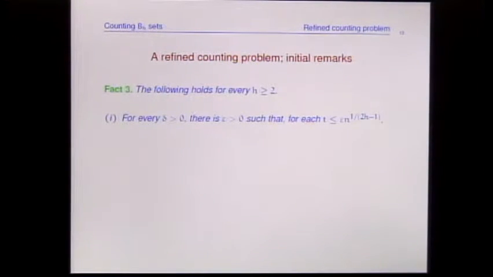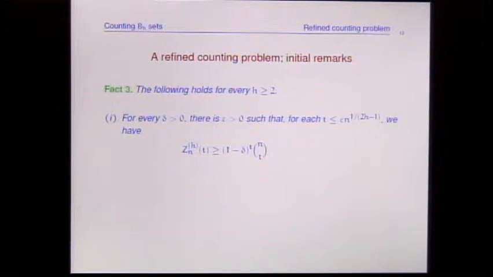If t is very small, if t is at most a small fraction of n to the 1 over 2h minus 1, it so happens that the number of B_h sets of t elements is not so different from n choose t. N choose t is the total number, and out of them, (1 minus delta) to the t are actually B_h sets. And you can specify delta. If you tell me what delta you want, there's some epsilon that I put here, so that this inequality is true for large n.